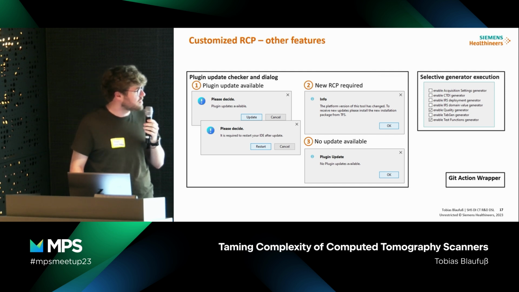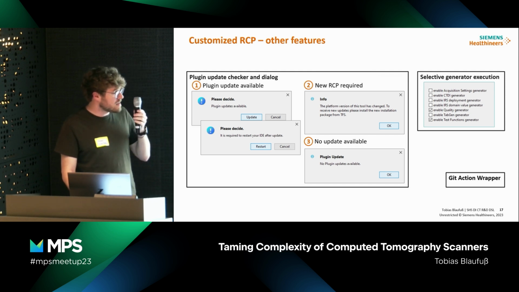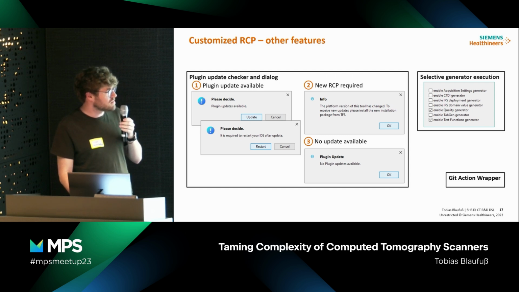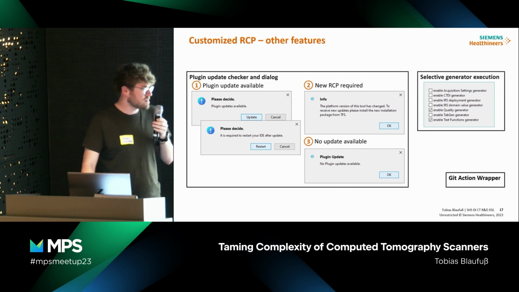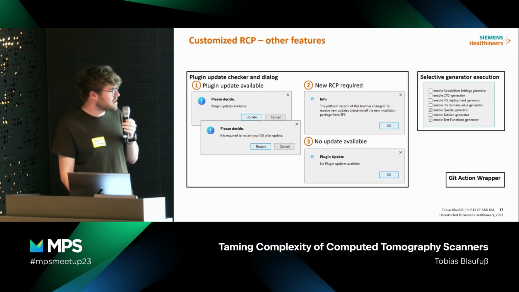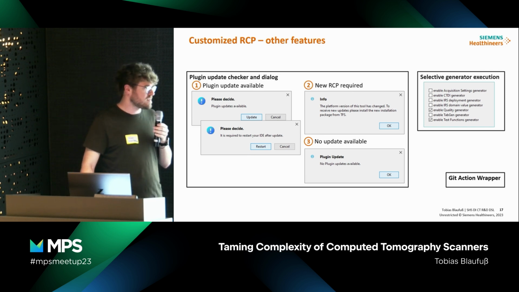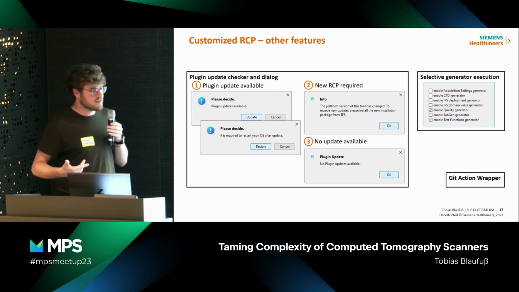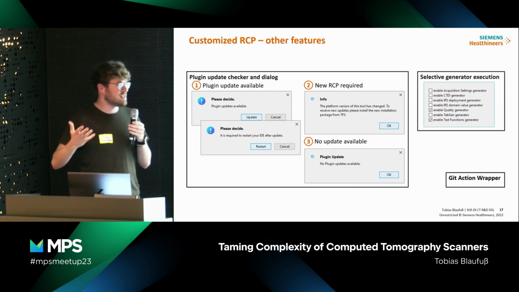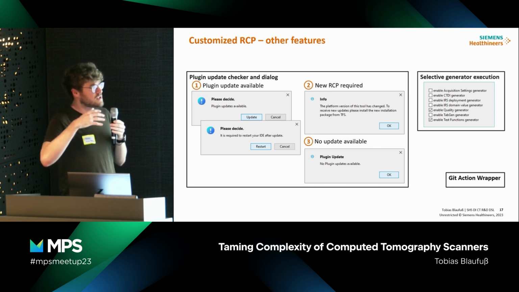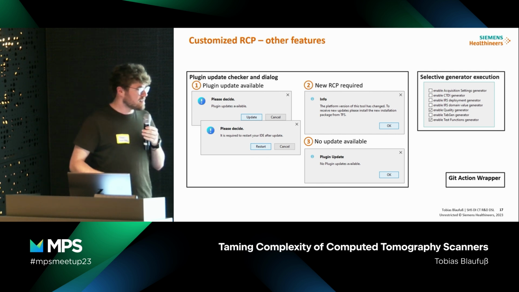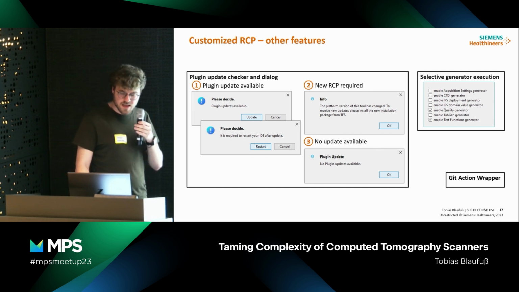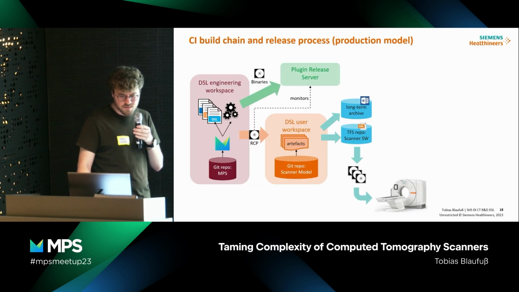If we do an update, we can disable and enable our generators in our menu, because this obviously saves us some time. And Git action wrappers combine handy Git actions, like if you want to push something, it does a commit prior or checks if there are still outstanding changes, because, as I said, we have non-technical users in our domain.